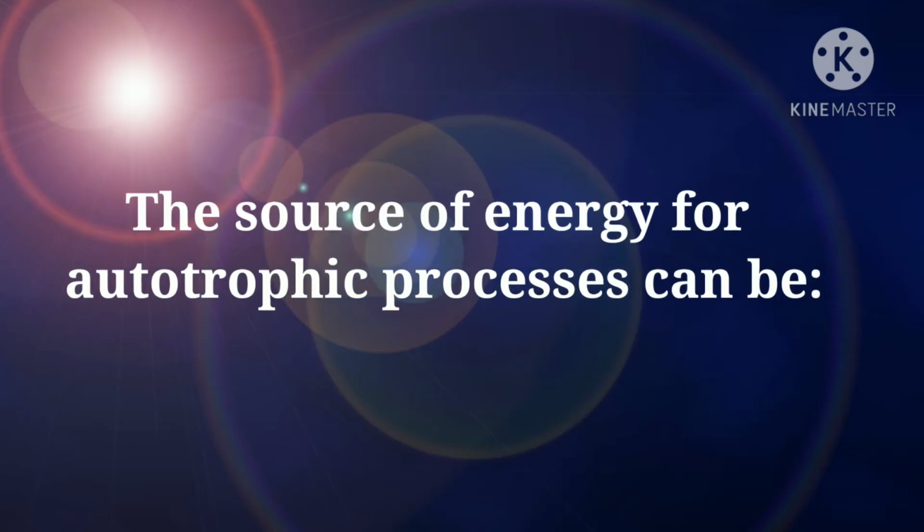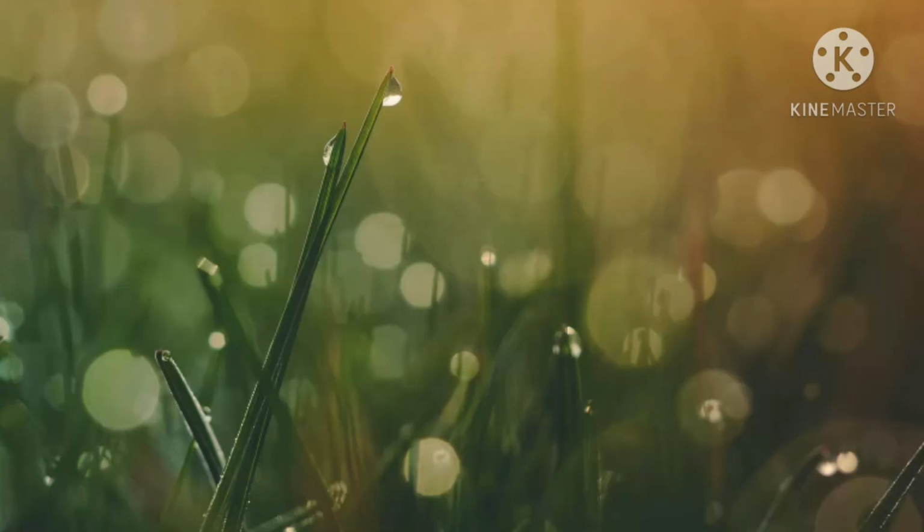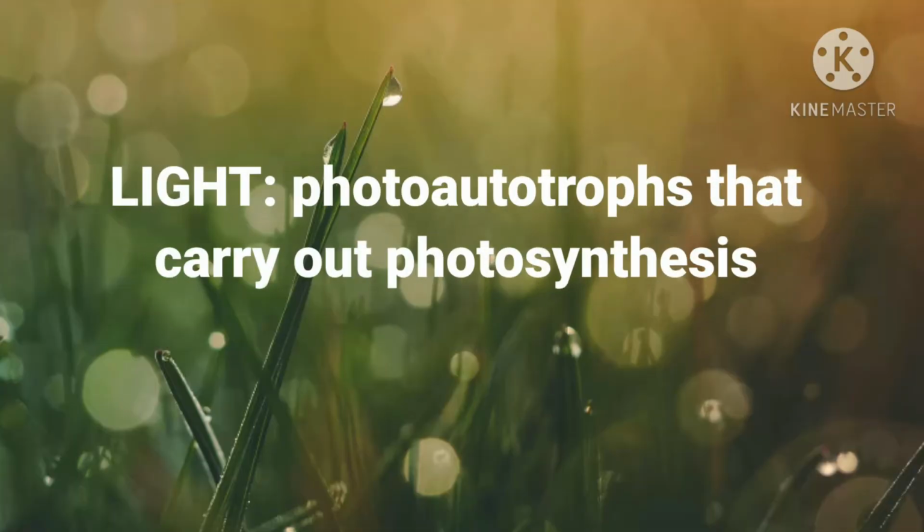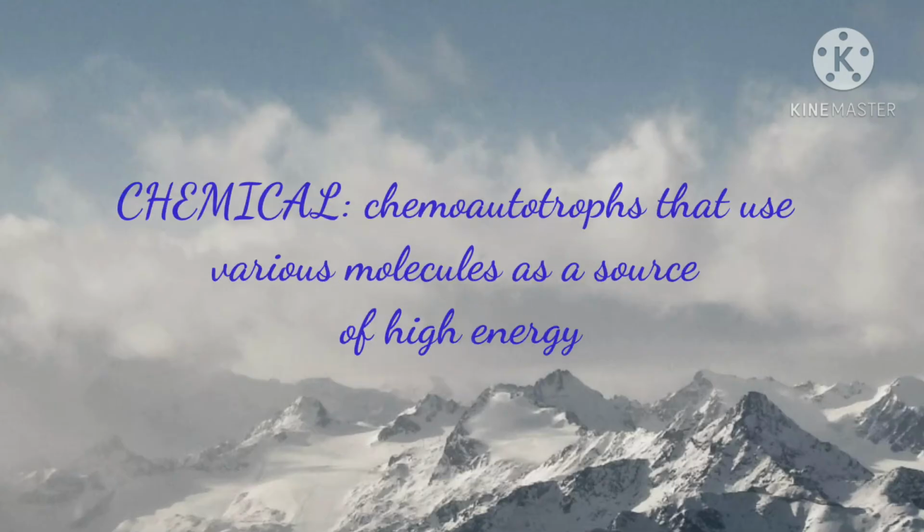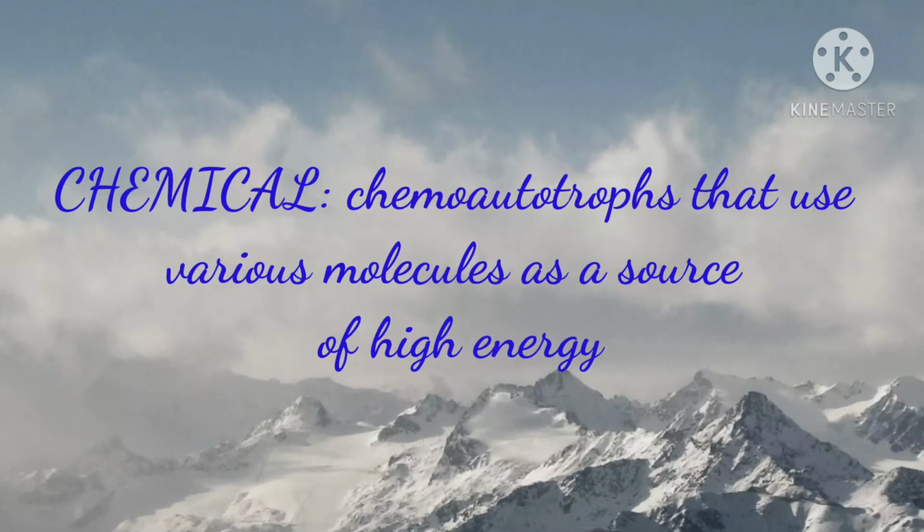The source of energy for autotrophic processes can be light, photoautotrophs that carry out photosynthesis, or chemical, chemoautotrophs that use various molecules as a source of high energy.